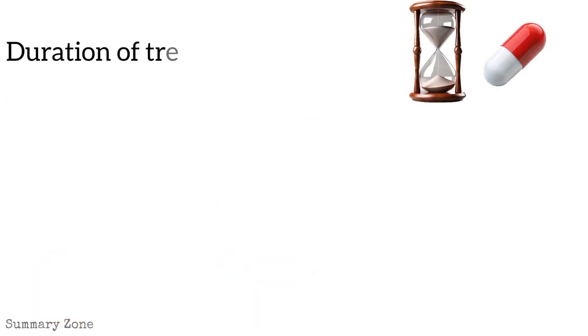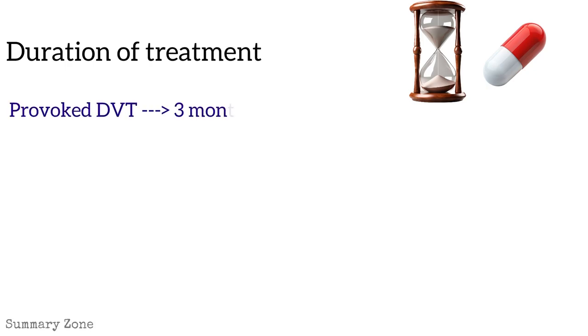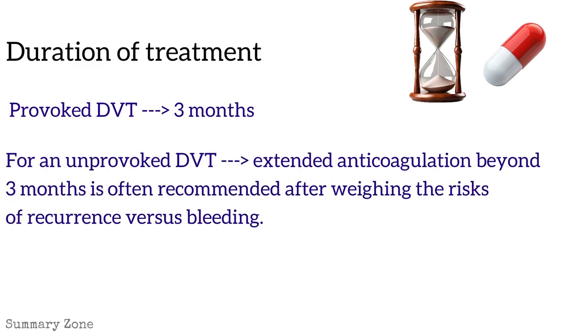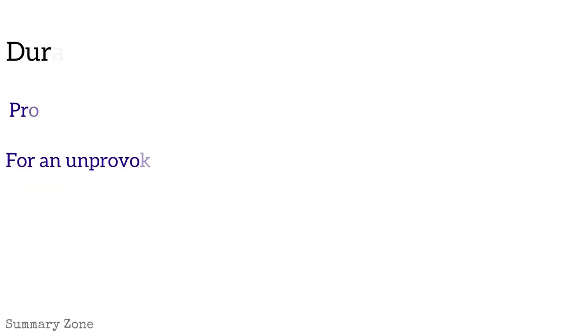Duration of treatment. For a DVT with a clear, temporary cause, a provoked DVT, the standard duration is 3 months. For an unprovoked DVT, extended anticoagulation beyond 3 months is often recommended after weighing the risks of recurrence versus bleeding.